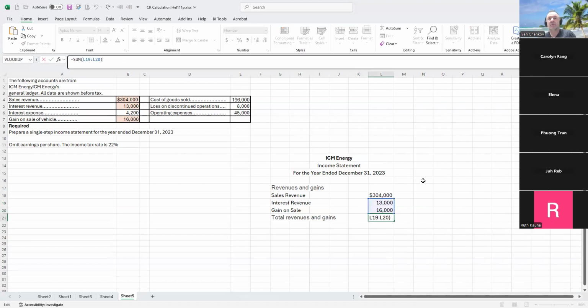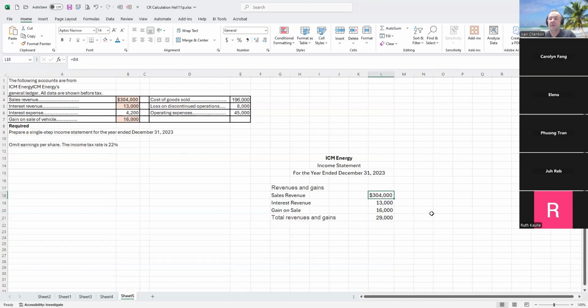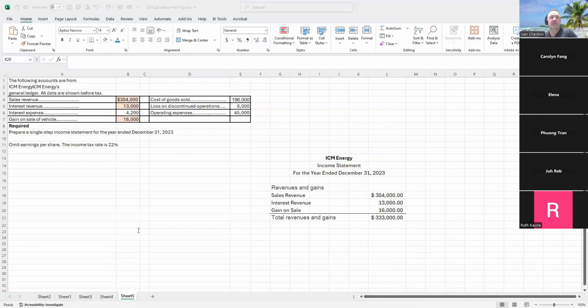That's not the number we're looking for. We're looking for that number here, 304, 1, 2, 3. And that's the number we're looking for here. So we have our first calculation. The next thing that comes is the expenses and losses.